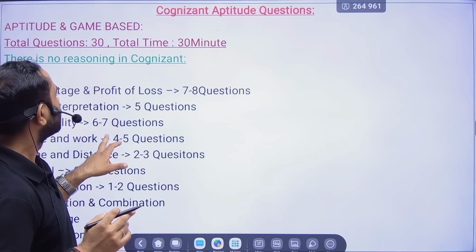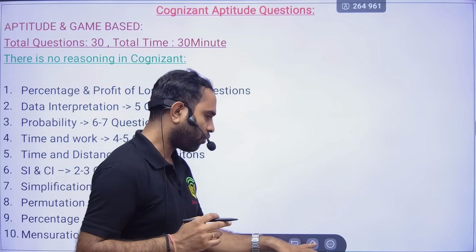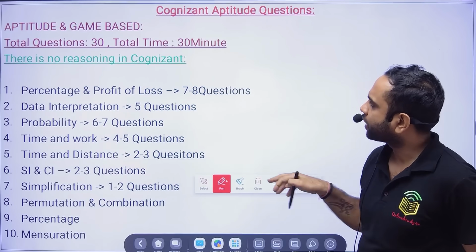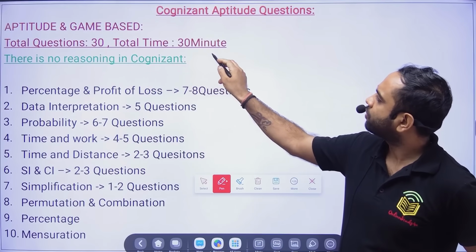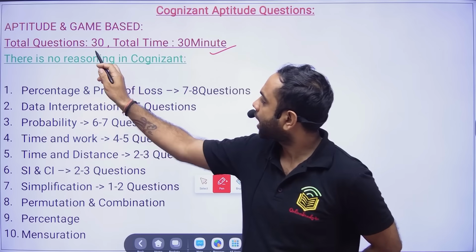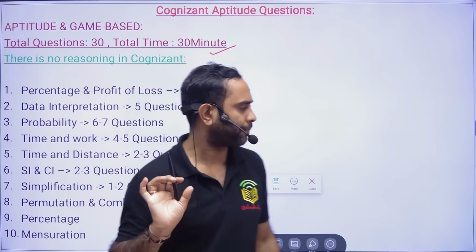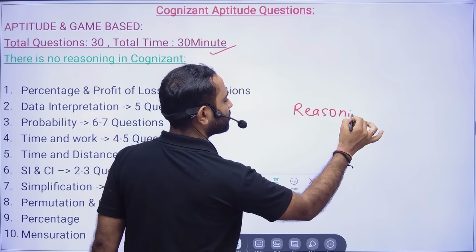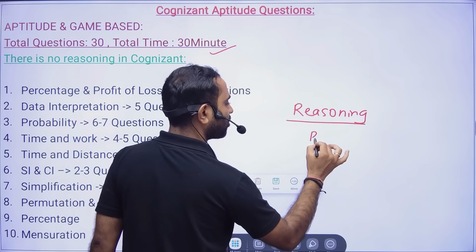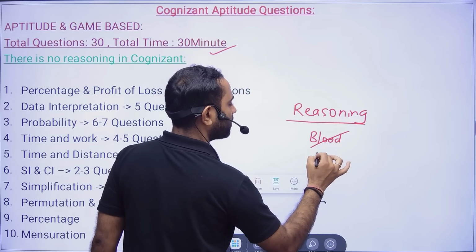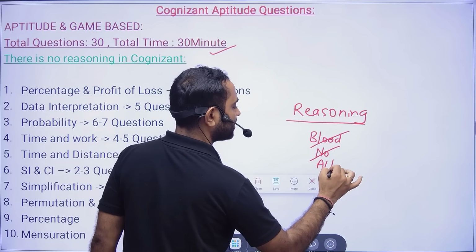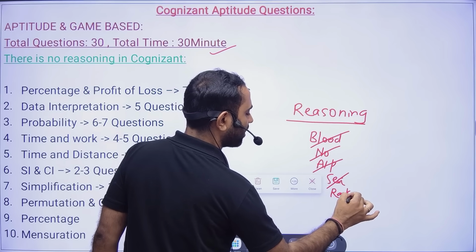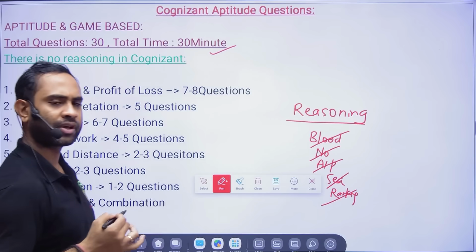One more thing, friends, which you need to know: what are the important topics in your exam? Game-based, aptitude 30 questions and 30 minutes. Aptitude and game-based, you know, right? Friends, there is no reasoning in your exam. One of the students was asking about reasoning. Topics like blood relation are not there. Topics like number series, alphabetical series, sitting arrangement, and ranking test are all not there in your exam. So you do not have to worry at all.